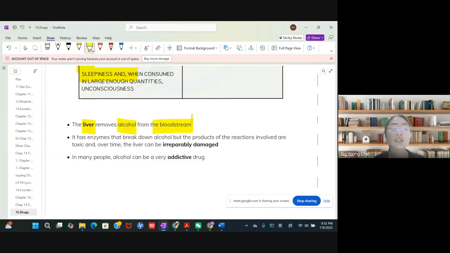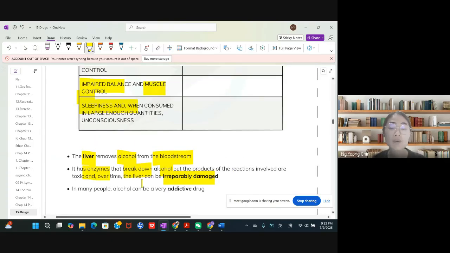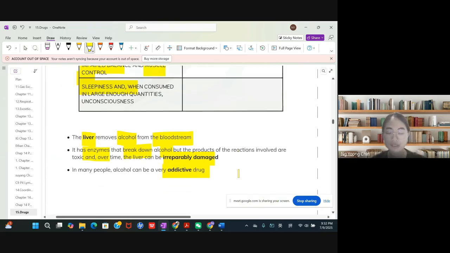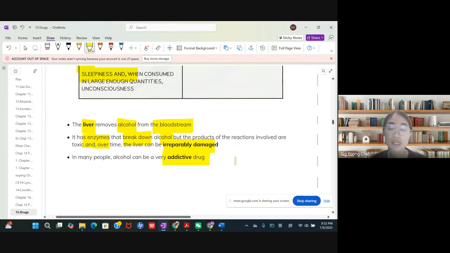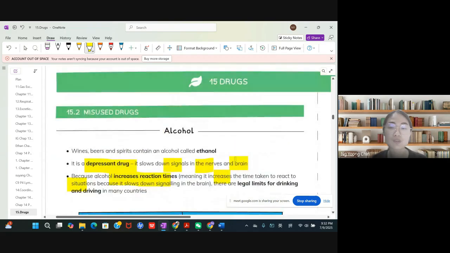The liver itself is an organ that can produce an enzyme. It can break down the alcohol, but the product of the reaction is toxic over time. So the liver can be damaged. If you constantly drink alcohol, slowly it will affect and damage your liver. Maybe you will develop fatty liver disease or something like that. Also, alcohol can be a very addictive drug. If you drink alcohol, it will cause you to want to drink more. You are addicted to the alcohol already. So drink less alcohol, okay?